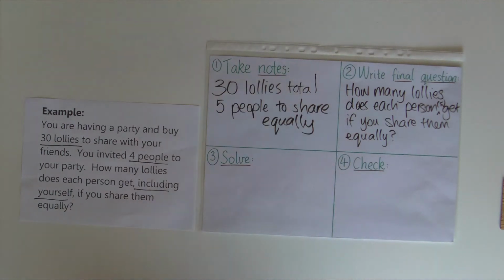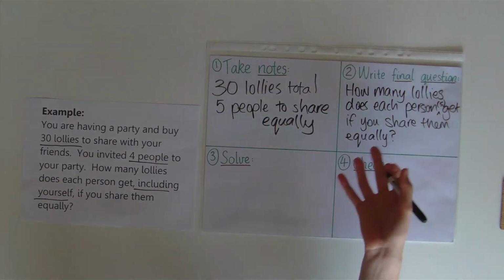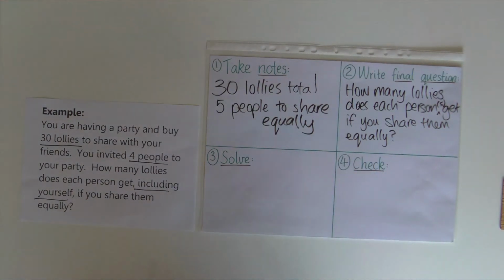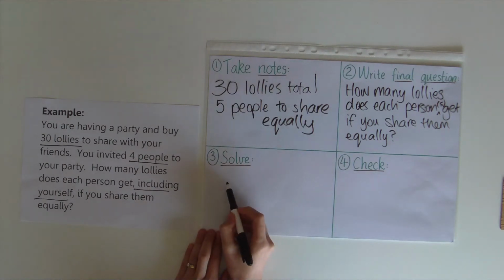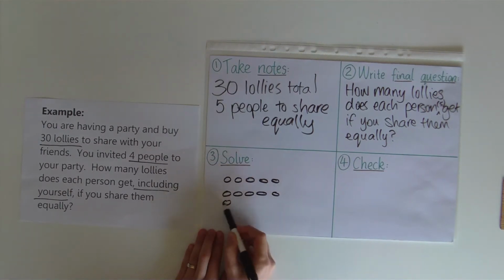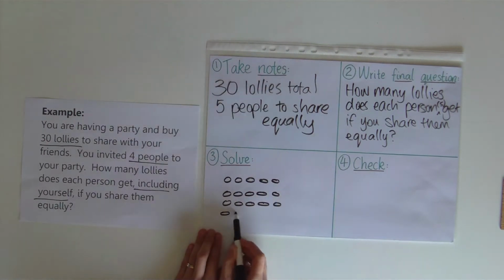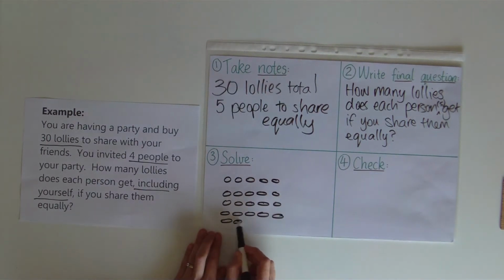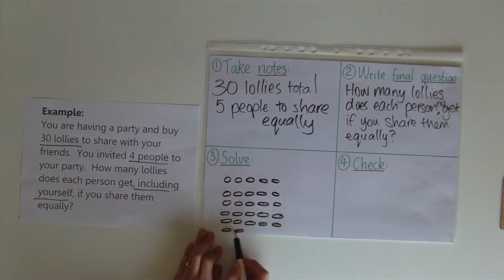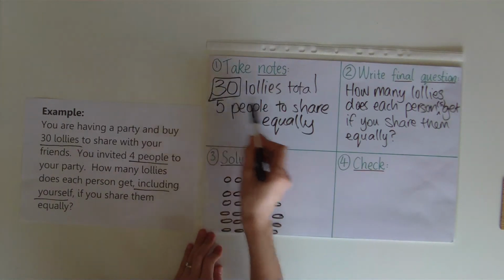To solve this problem, I could simply count in 5s until I get to 30 to see how many times that is. Or I could draw a picture like I did in the previous example with 12 divided by 2. So I'm actually just going to draw a picture for this one. And I'm going to draw out 1, 2, 3, up to 30. So I've got the 30 in total, the 30 lollies total.